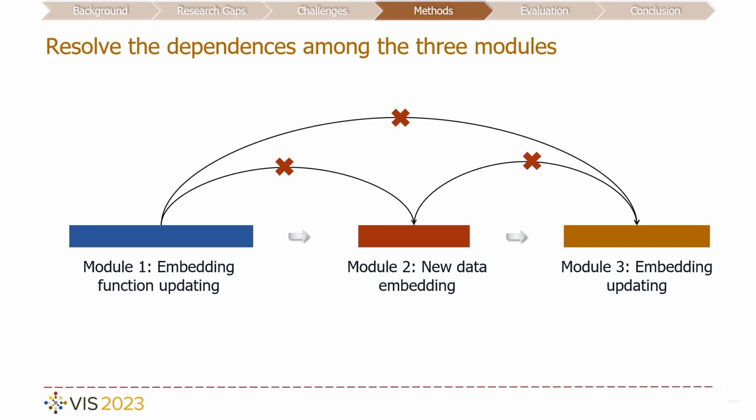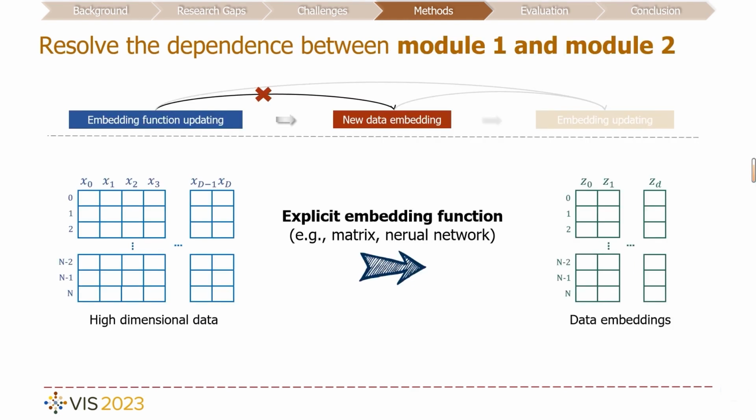Let's first take a look at the design of the parallel framework. The key of the parallel framework is to resolve the dependence among the three modules. Initially, we opt for a parametric DR approach to address the interdependence between the new data embedding module and the embedding function updating module. In contrast to traditional DR methods that necessitate the updating of their implicit embedding function before handling new data, parametric methods have the advantage of directly embedding new data using an explicit function.